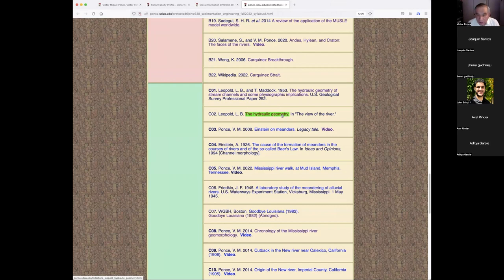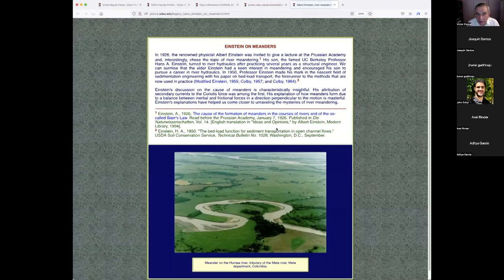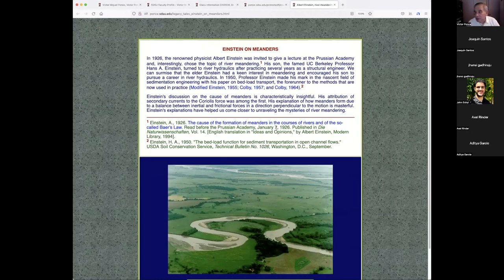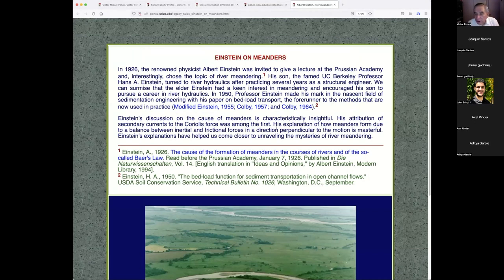Our next subject that we have in here is a tale, Einstein on meanders. And I'm going to go on to the vector and then to the raster, because it's just a complement, okay? So in 1926, the renowned physicist, Albert Einstein, was invited to give a lecture at the Prussian Academy, and interestingly, chose the topic of river meandering. Now, what does Albert Einstein have to do with river meandering? We will see, because we are going to go through his paper. His son, the famed UC Berkeley professor, Hans Einstein, turned to river hydraulics after practicing several years as a structural engineer.